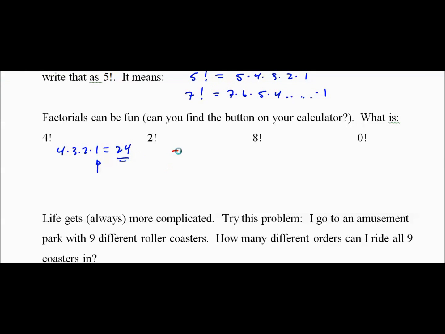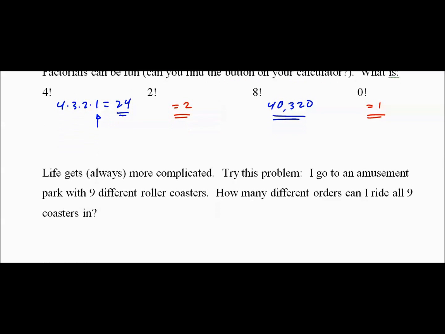2 factorial is just 2. 0 factorial is 1. More on that later. It has to be 1, otherwise we cannot do certain problems, and it causes all sorts of difficulties. 8 factorial is 40,320.